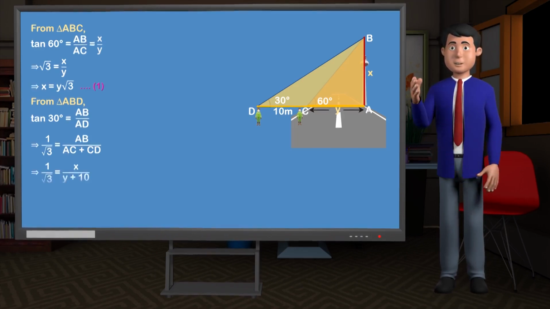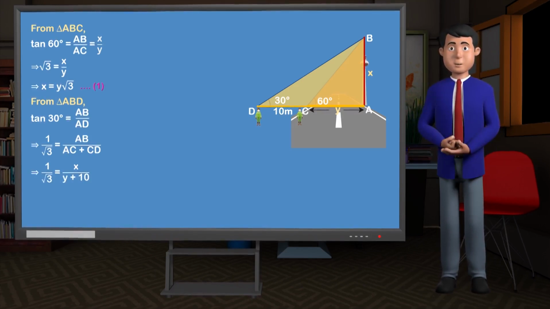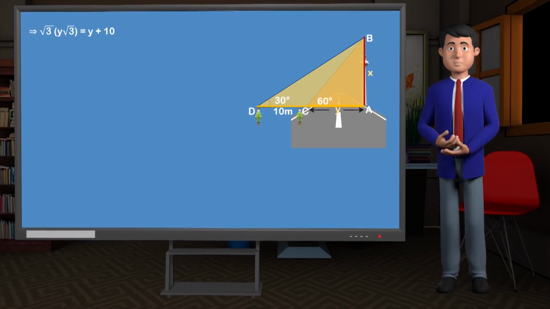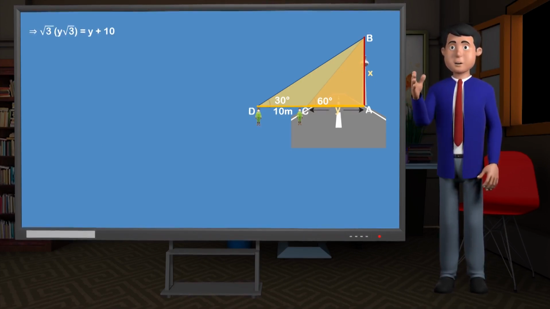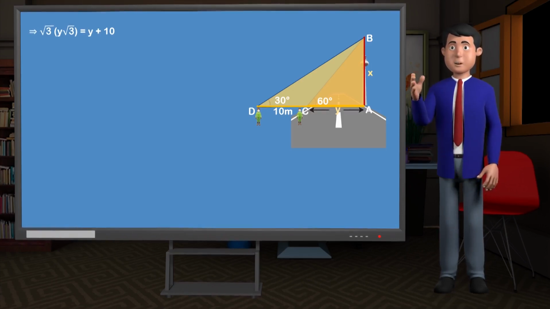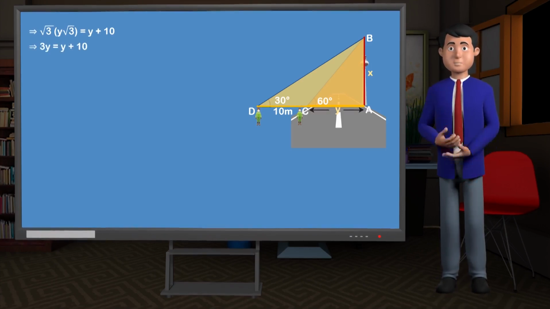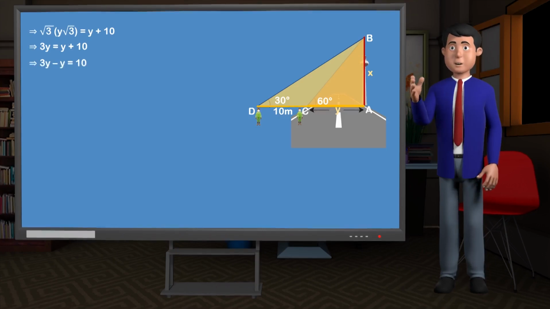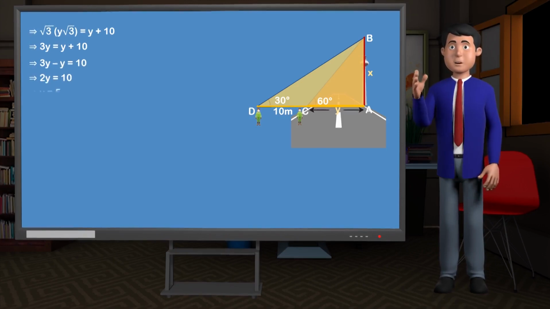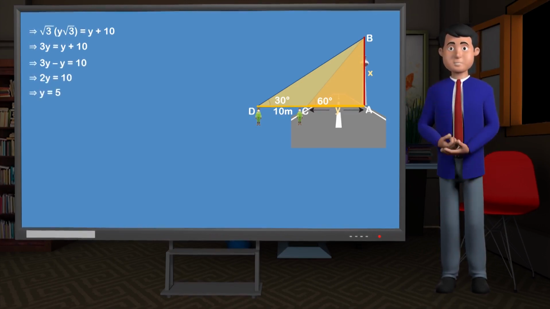which implies 1 by root 3 is equal to x by y plus 10, which implies root 3 x is equal to y plus 10, which implies root 3 into y root 3 is equal to y plus 10, since from equation 1, which implies 3y is equal to y plus 10, which implies 3y minus y is equal to 10, which implies 2y is equal to 10, which implies y is equal to 5.